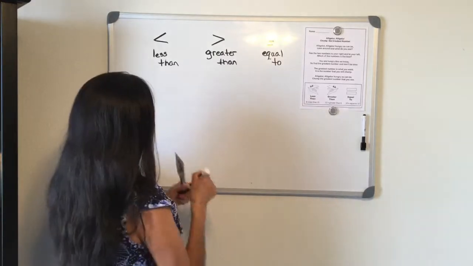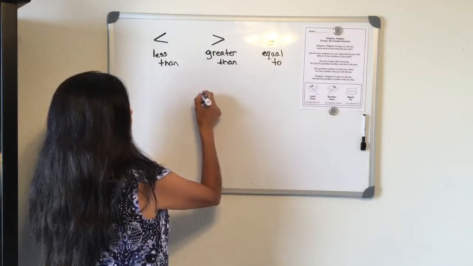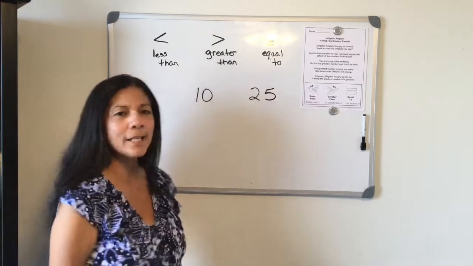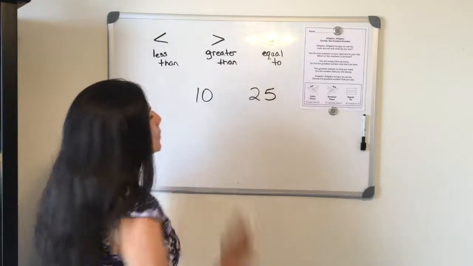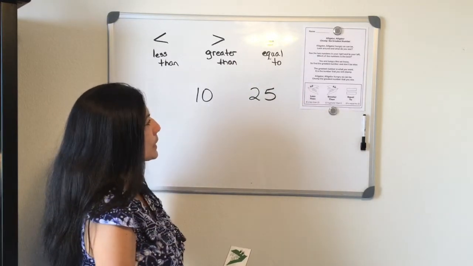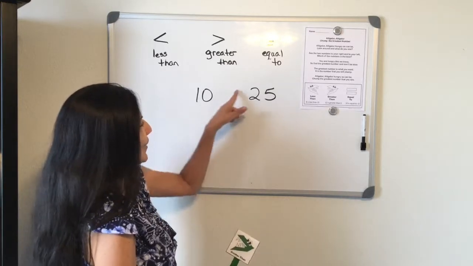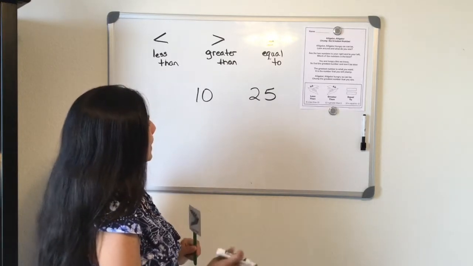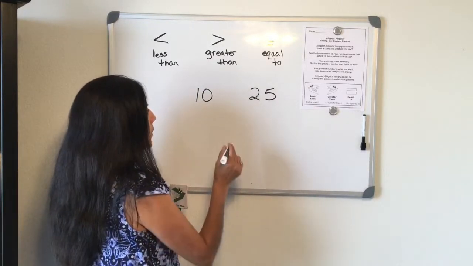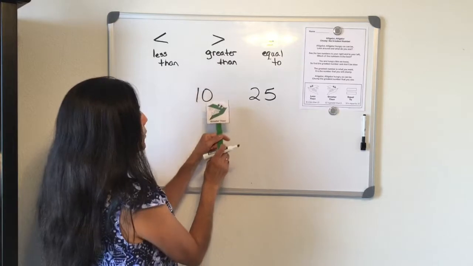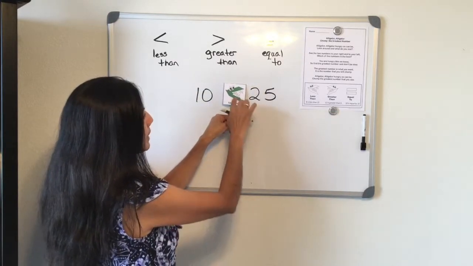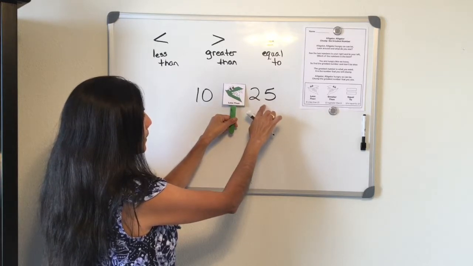Okay, let's go ahead and take the number 10 and 25. All right, 10 and 25. Which symbol are you going to use there? Which way is your alligator teeth? All right, so thinking about it, I know my number line. I know that 25 is the greater number. So I know that Mr. Alligator, his teeth have to be facing the greater number.